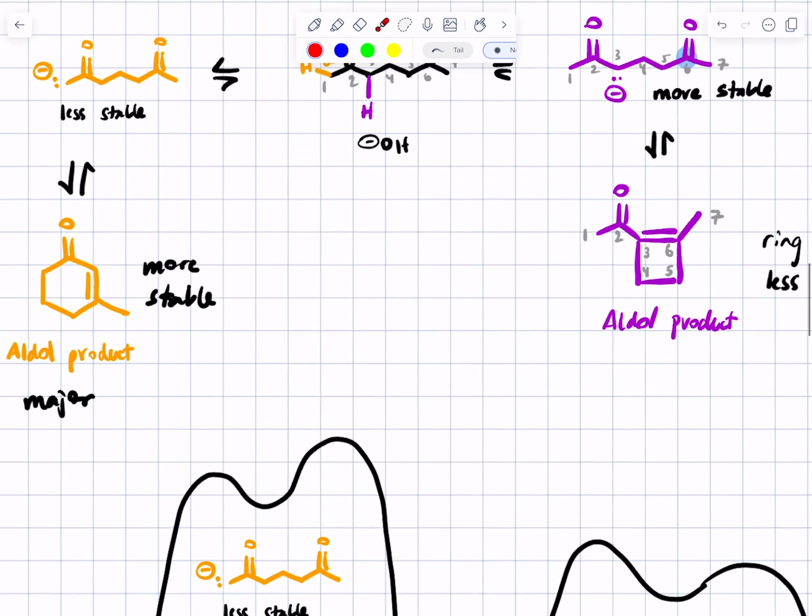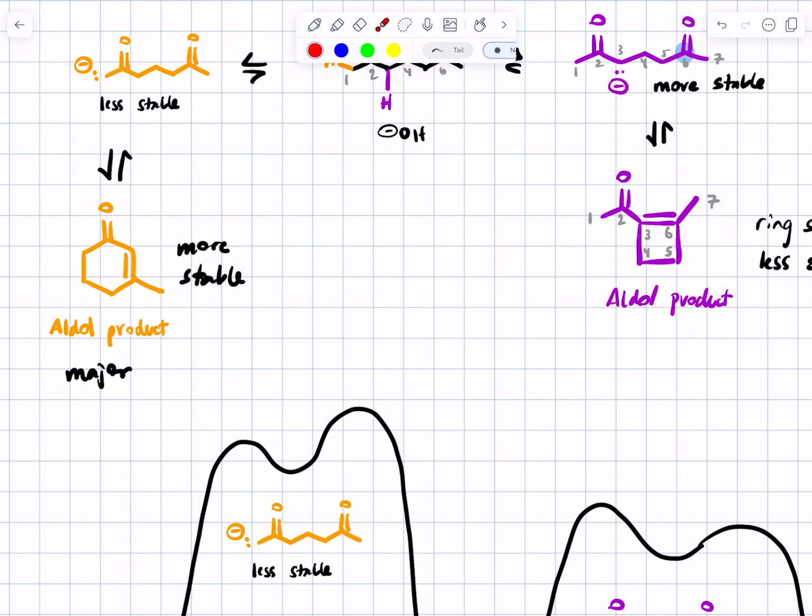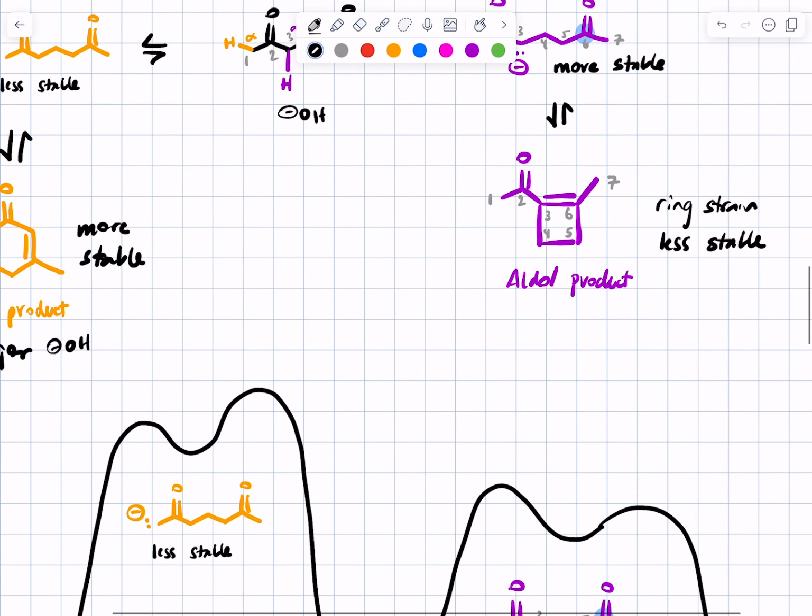In fact, you want to use hydroxide because it's cheap and the reaction's catalytic. At the end of the day, we regenerate hydroxide. So it wouldn't make sense to use expensive LDA when you don't need to.